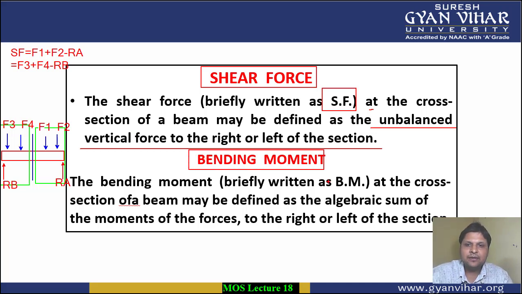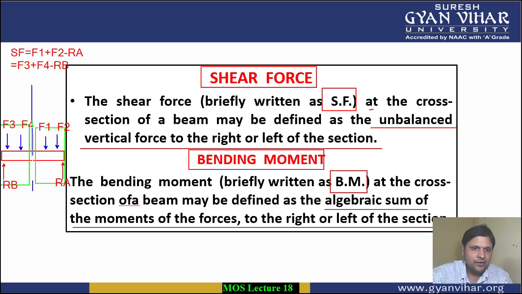Students, bending moment is in short denoted by BM. What is it? The bending moment at any cross section of a beam can be defined as the algebraic sum of the moment of the forces to the left or to the right of the section. Same way as in the shear force, here also, if this is the section concerned where you have to find the bending moment, then the moment of the forces to any one side of this particular section, either on this side or on this side, about the section.